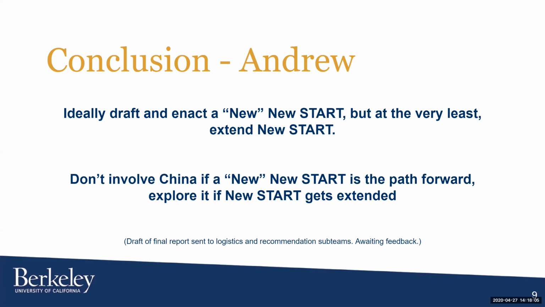But if there was to be an extension of New START or a prolonged drafting of the treaty, China could be explored to be involved or not. And regarding the current state of the historical group, a draft of the final report has already been sent to the logistics and recommendation sub-teams, and we're waiting for feedback to see if there's anything else we need to do for them. Any questions?